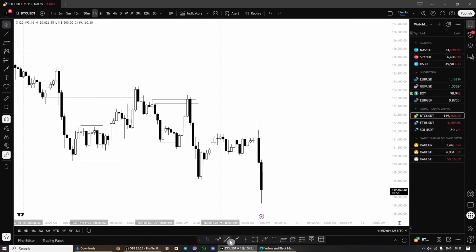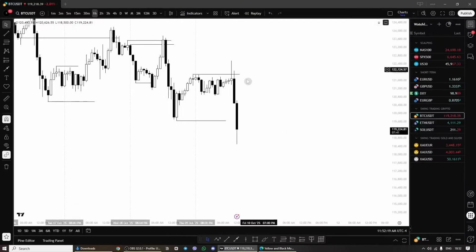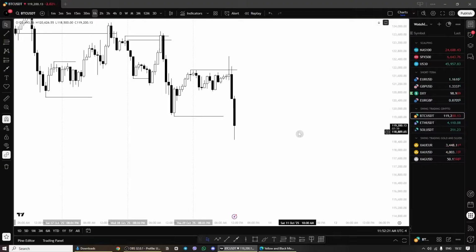Today, what is happening? Price stays in this range until a key time kicks in, 9 AM. Range, into high, into low and close.